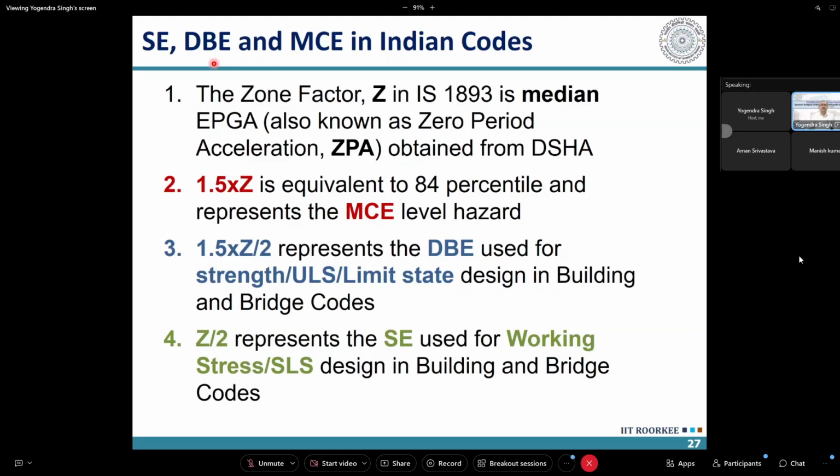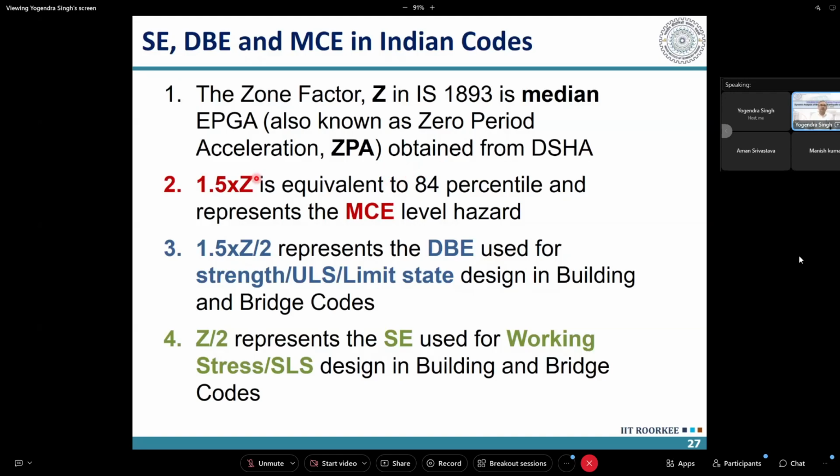We have to understand that in our current code, the zone factor Z, which is given, is the median PGA, which is also known as zero period acceleration, ZPA. It is obtained from DSHA. And 1.5 times Z can be considered as equivalent to 84 percentile. If we compare the older document and the new document, in the older one it is 1.5 times the mean or average or median, and in case of the new code, it is 84 percentile.